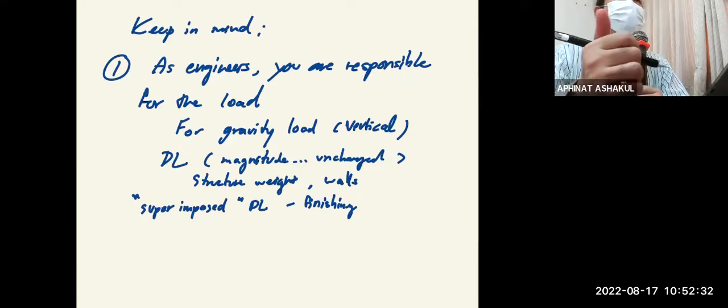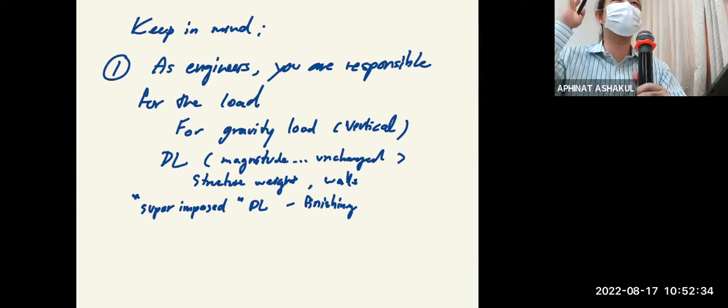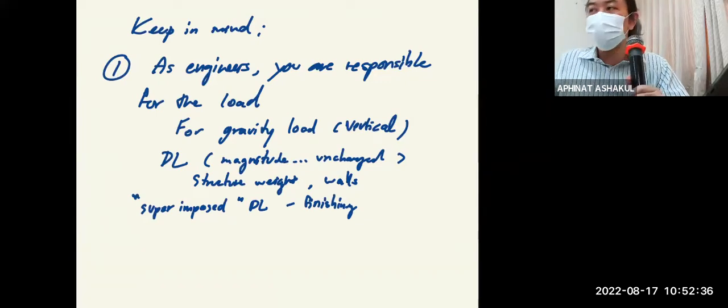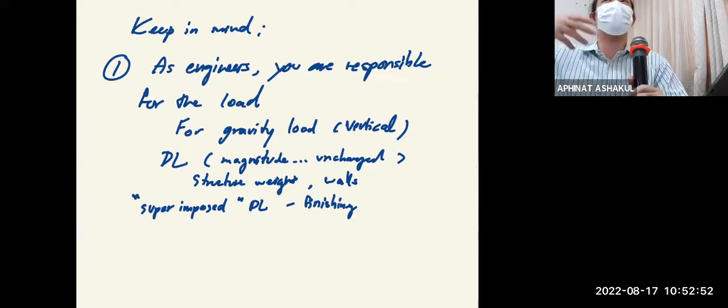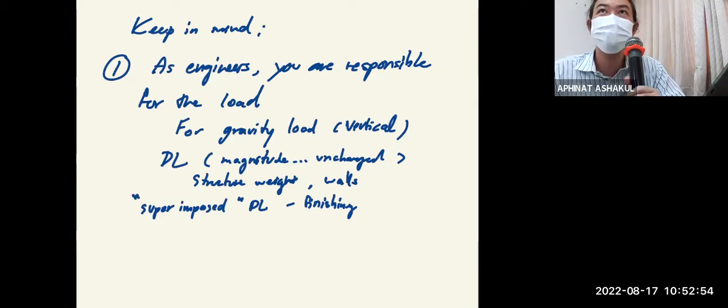So sometimes people call that superimposed. It's the load that is put on top of your typical dead load. So plainly speaking, it's just another dead load, but they call it with a fancy word, superimposed dead load, so that you know it's another dead load that is not the self weight of the structure. Okay. Any questions?